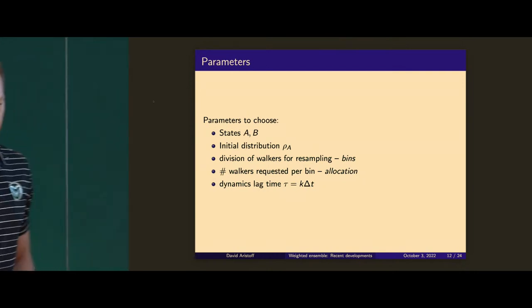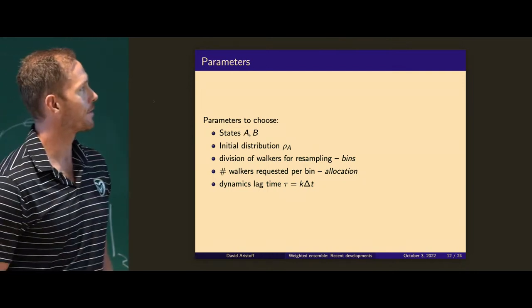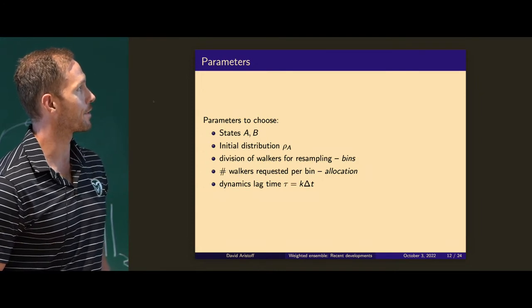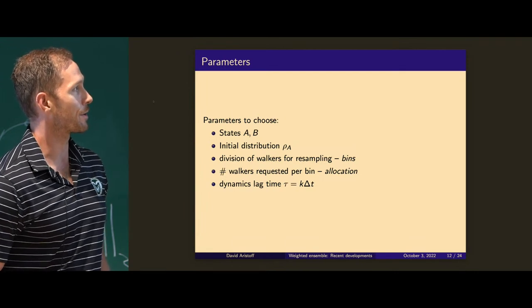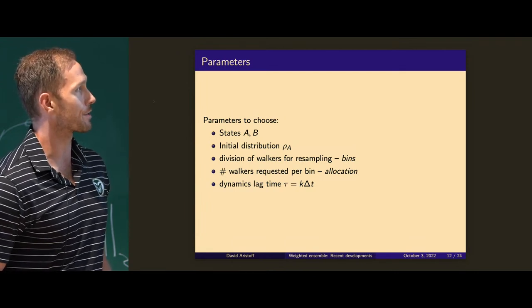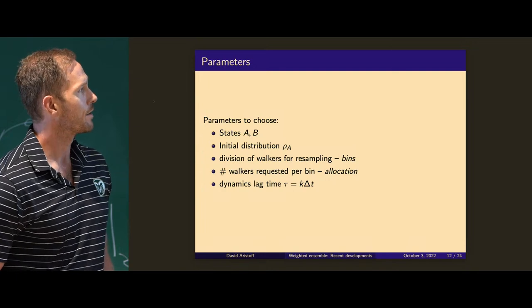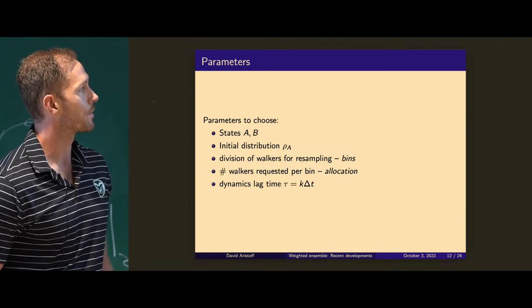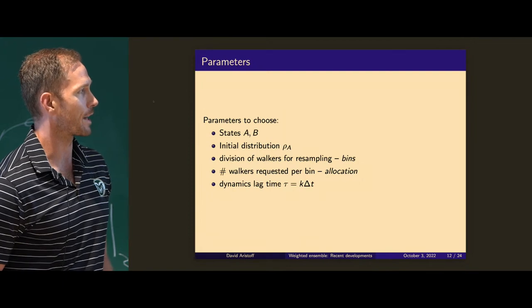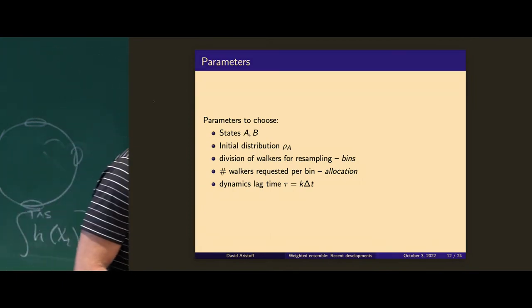Okay, so how do we choose the best parameters? This is what the math is going to inform. We need some states. We're talking about going from A to B. We need to pick an initial distribution within A. We need to figure out how we're going to divide walkers into bins for the resampling, and we have to figure out how many walkers we want per bin. There's also a question of the lag time for the underlying dynamics.